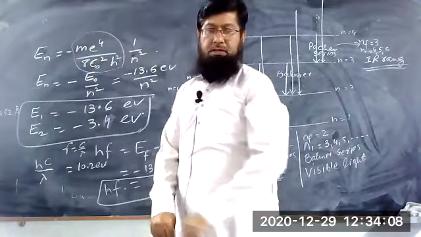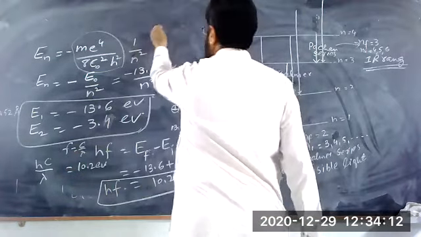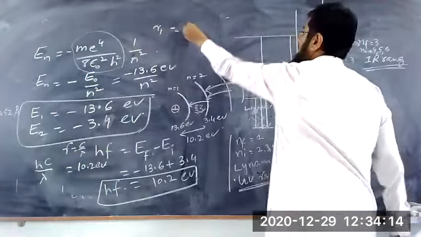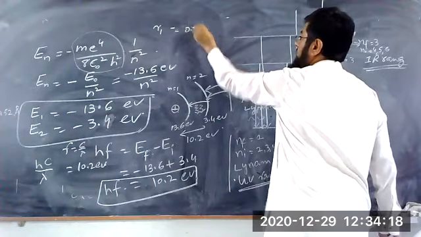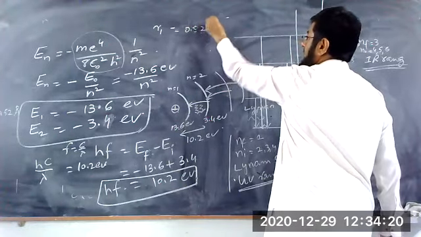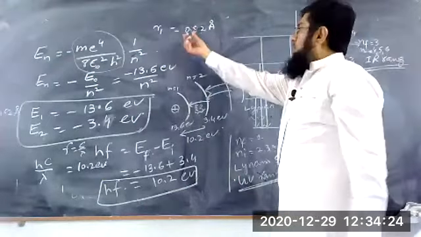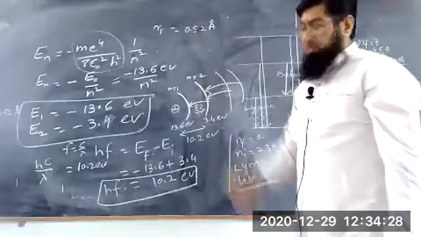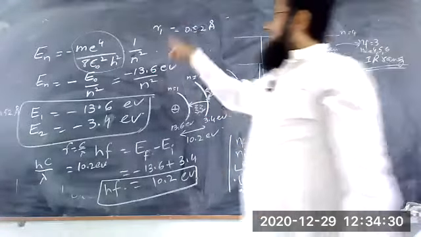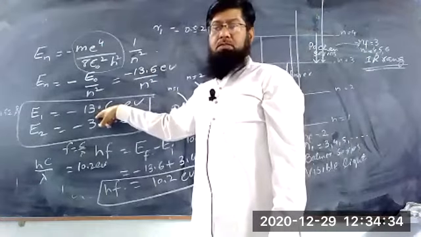This is the radius of the first orbit, r1 equal to 0.52 angstrom. Angstrom means 10 to the power minus 10 meter. This is the radius of Bohr's first orbit. So Bohr says that the radius is fixed, and Bohr says that the energy is fixed.